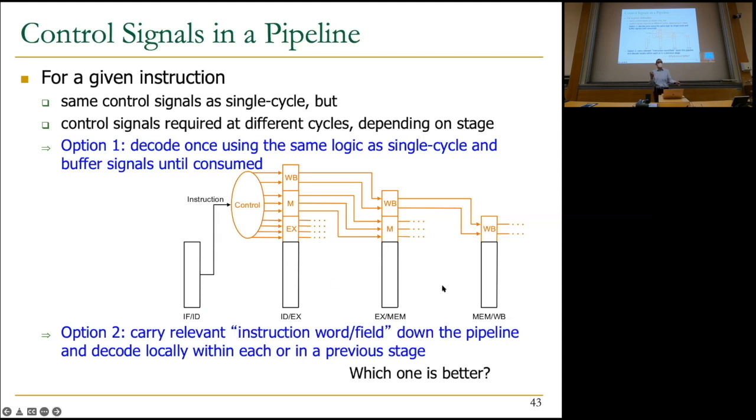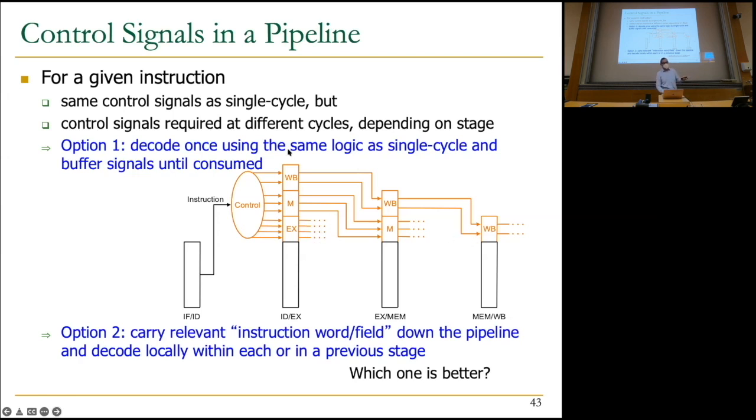And which one's better is an interesting question. I don't expect you to answer this because it's a complicated question. Clearly, if you decode once and propagate, some of your registers will be huge because you may actually have a lot of control signals over here, right? Progressively, they will reduce because you don't need some of them after some point. So that's the downside of it.